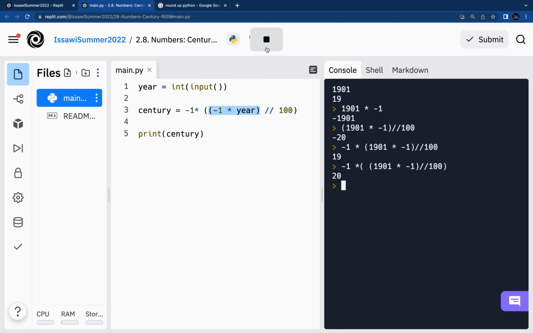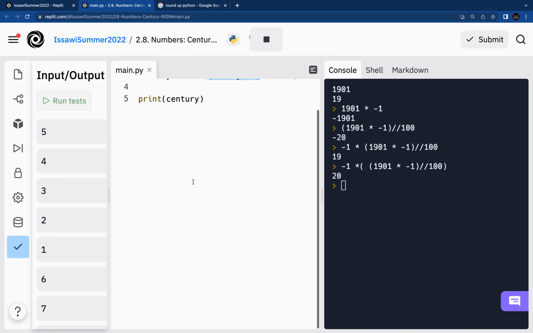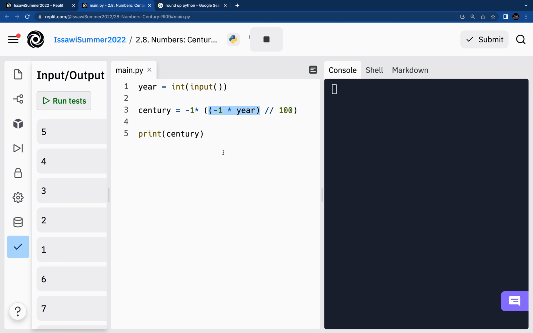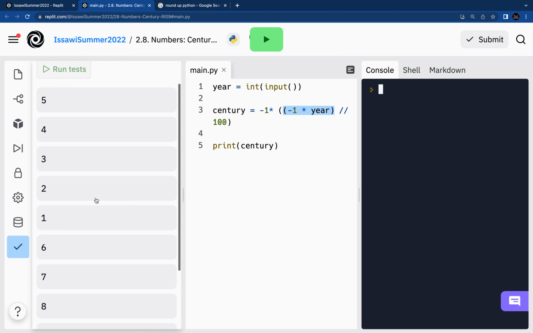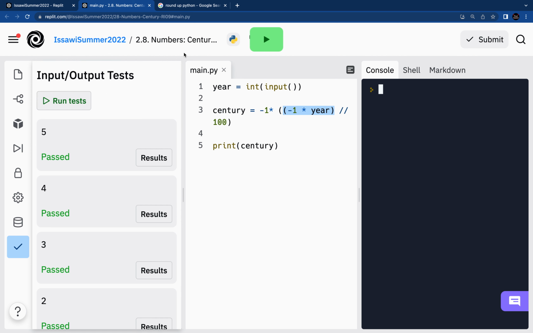And if we run that, run our tests, we'll find that, in fact, why is it taking so long? Stop that. Run our tests. We will find that, in fact, they all pass. All right, that's how 2.8 is done.